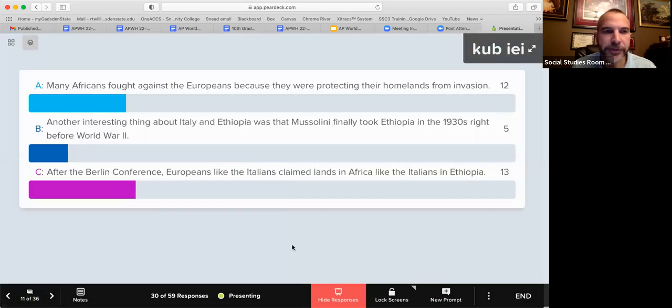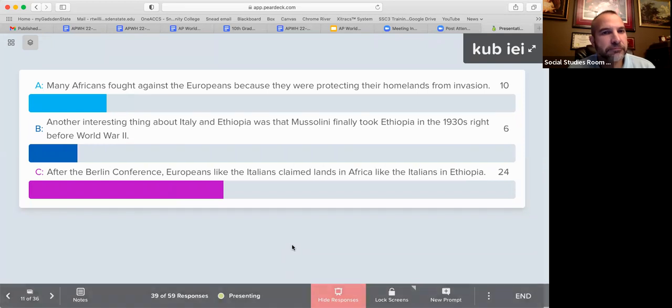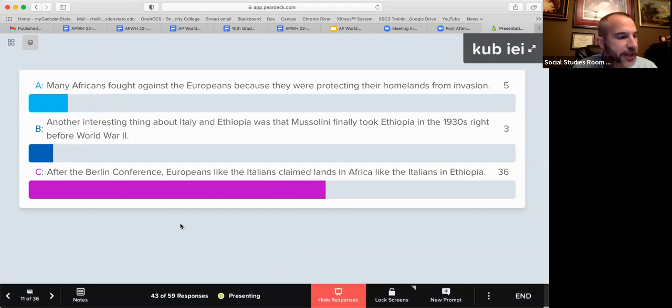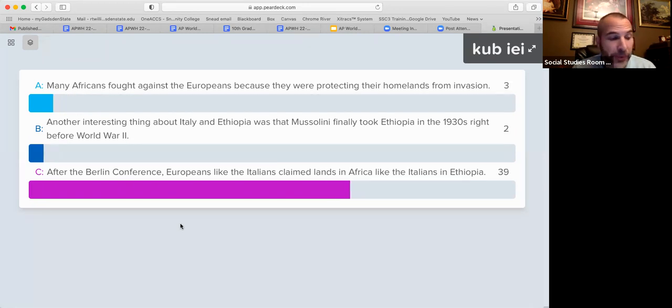Let's see how you do on this one. All right. Start to see more people come in with C, and that is good. That is the correct answer. Yeah, C is actually going to be your best answer there. It's directly connected to what the prompt is.